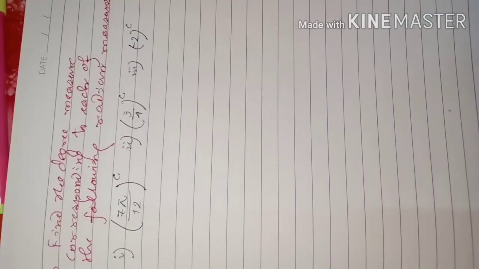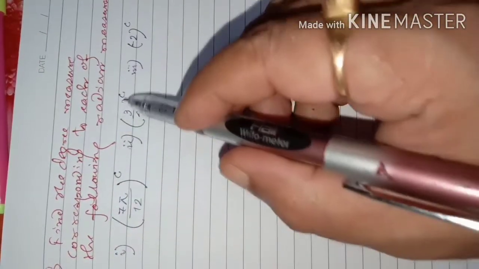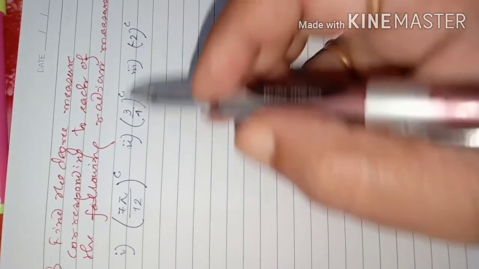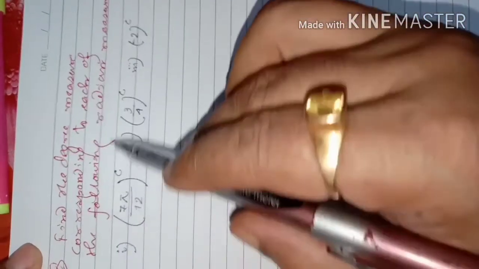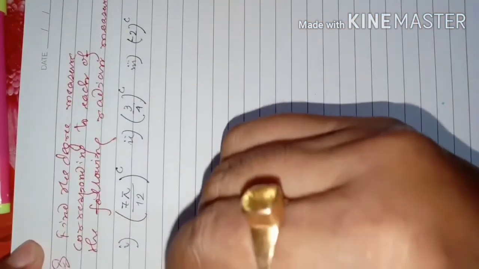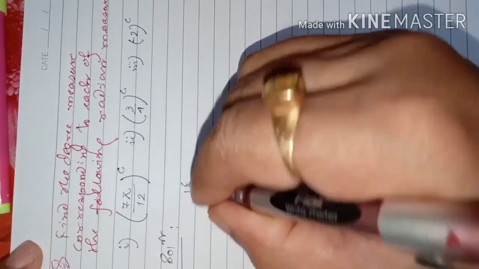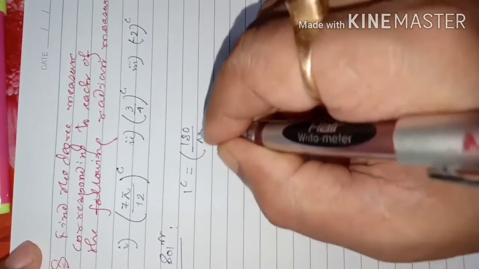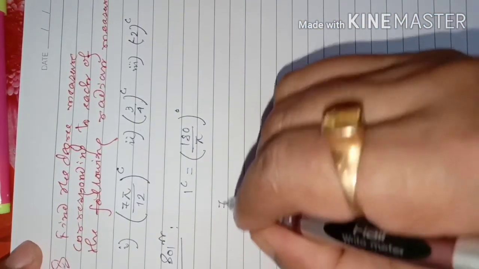Dear students, I have taken 3 questions here. All of these angles are in radian measure, and we have to write them in degree measure. Find the degree measure corresponding to this radian measure. So you see, 1 radian is equal to 180 by pi degree.